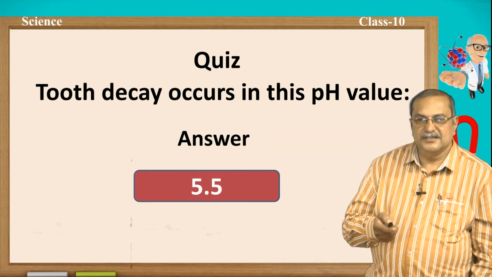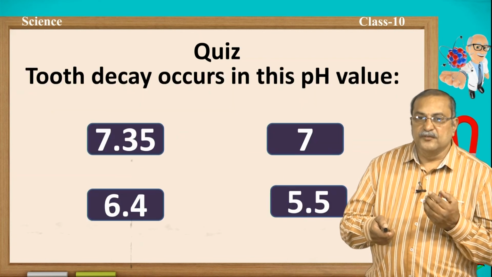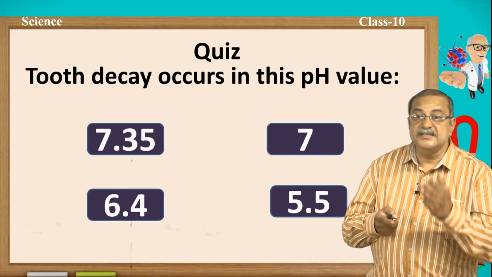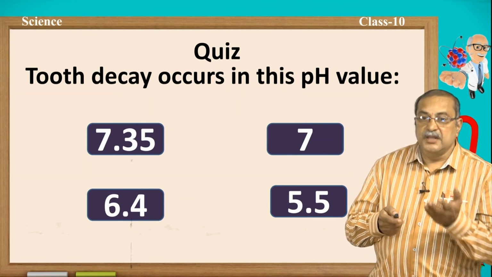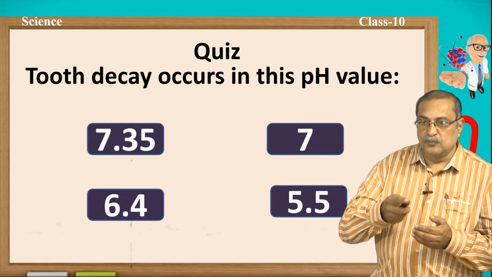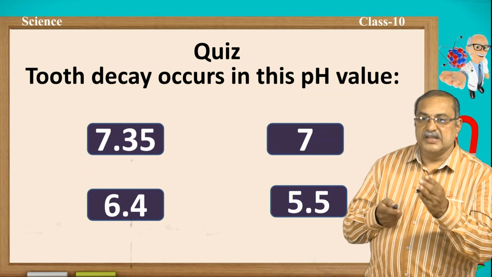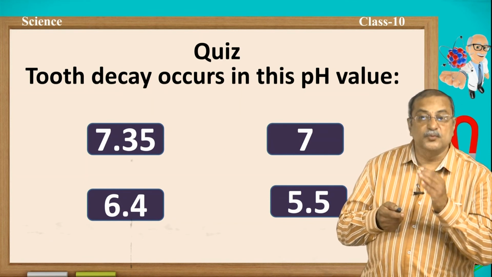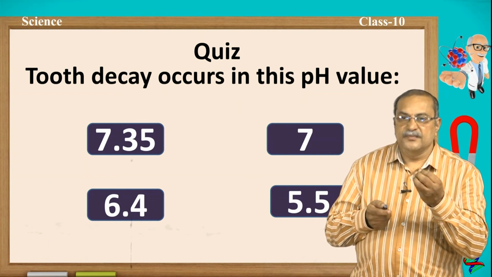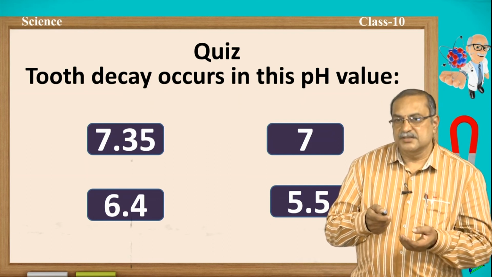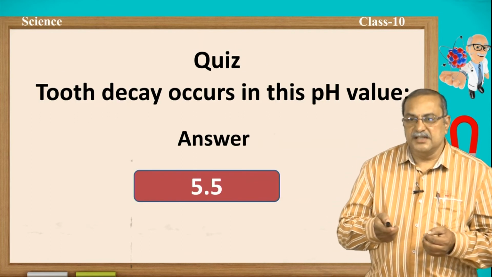5.5. Clear? 7.35 is slightly basic in nature, 7 is neutral, 6.4 is acidic in nature, and 5.4 is even more acidic. So, enamel is going to be affected at a pH value less than 5.5, which is more acidic in nature. Enamel is the strongest part of the body, yet in this acidic condition it is acted upon and decayed. So, the answer is 5.5.